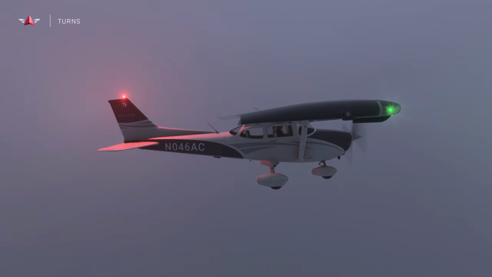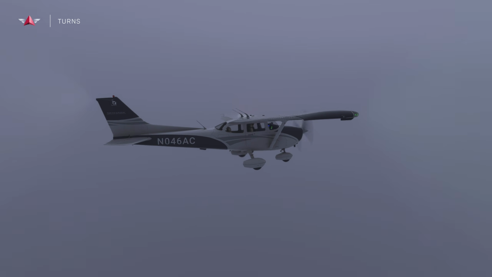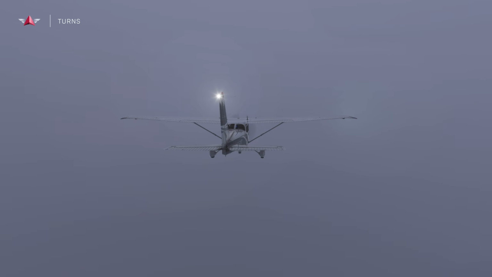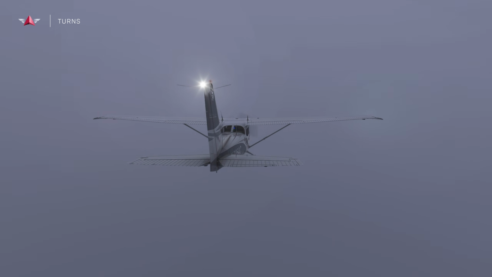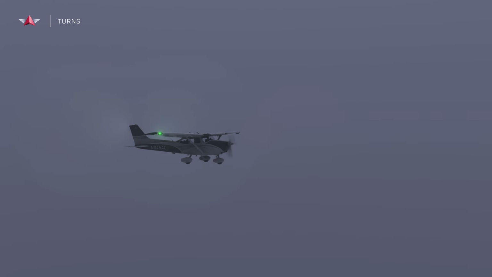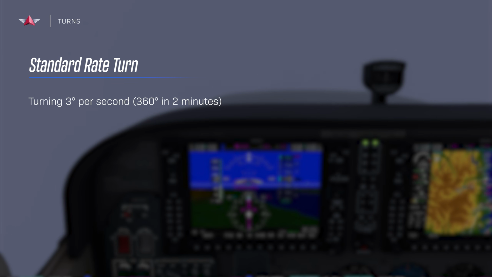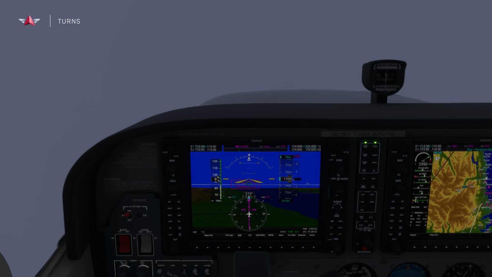Okay, nice. We're coming up on the GPS point, and it's time to turn. When turning in clouds, according to international standards, all instrument turns are required to be done according to the standard rate turn. A standard rate turn means turning 3 degrees per second for a full 360-degree turn in 2 minutes. To make it a bit complicated, the bank angle required to achieve this increases with increasing speed.